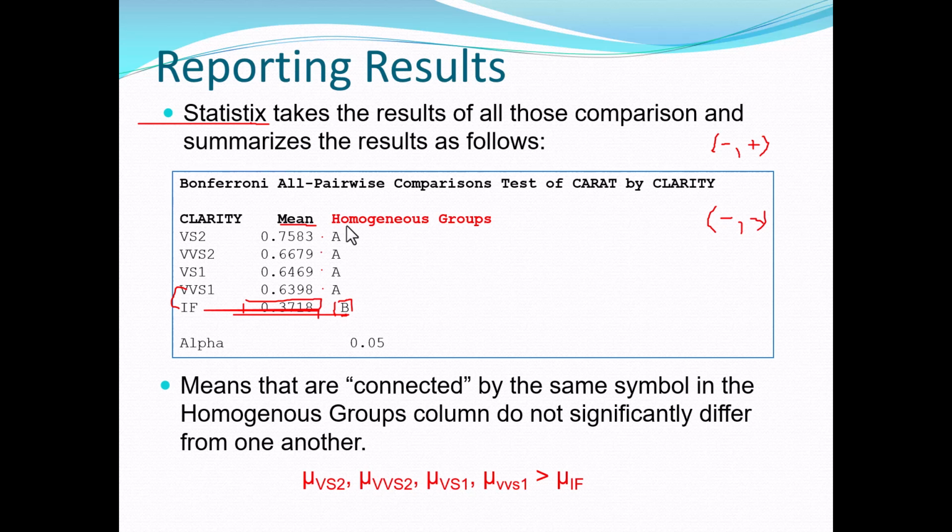Excel is going to make you do each of the 10 intervals. And when you did that, you would find 6 of the intervals, the 6 that you get when you compare any of these four, those 6 intervals that you create when you're looking at mu VS1 minus mu VS2 or mu VVS1 minus mu VVS2, all of those are going to be negative positive.